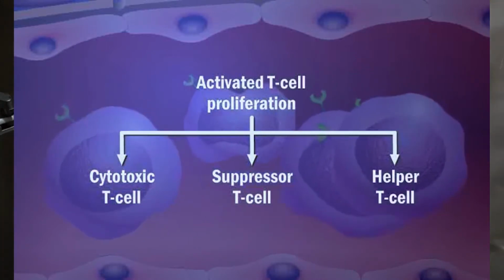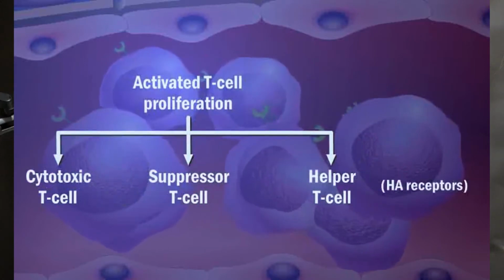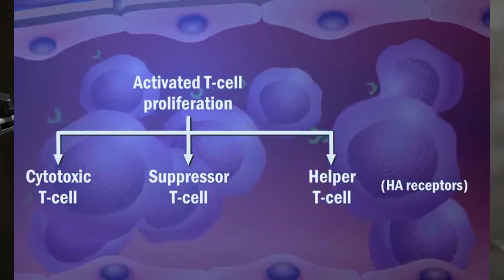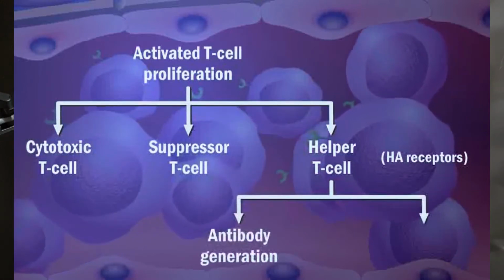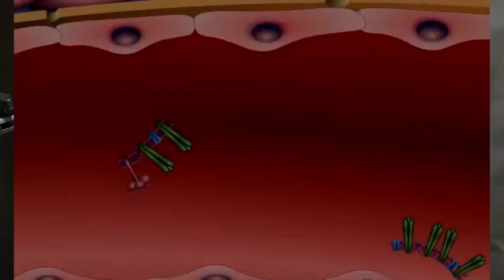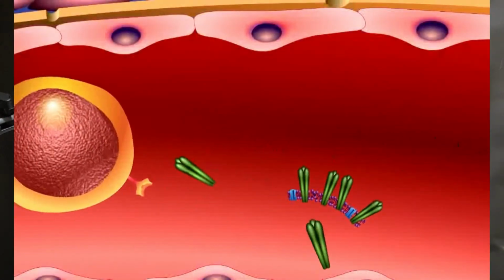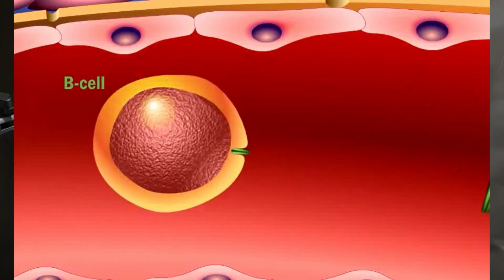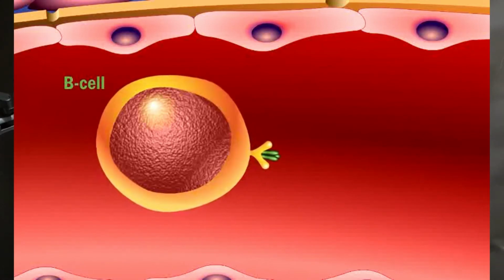The helper T cell has hemagglutinin receptors on its surface. This plays a part in antibody production later and production of memory B cells. The B cells also ingest, or phagocytose, the hemagglutinin protein and present this protein on their surface together with another major histocompatibility complex, or MHC protein.